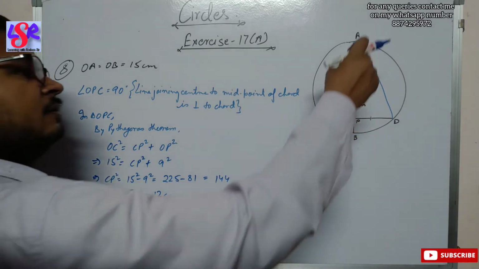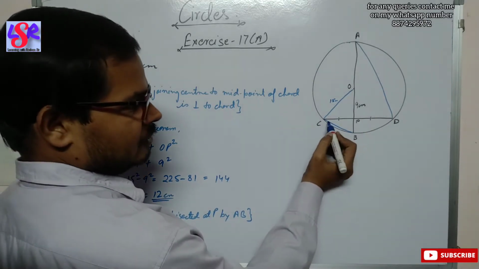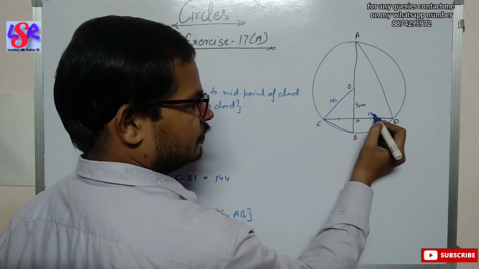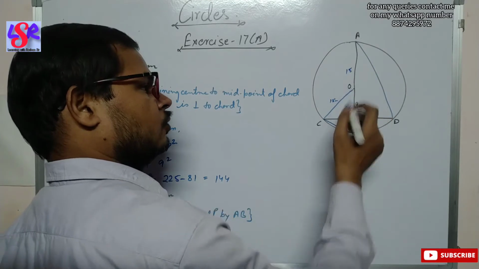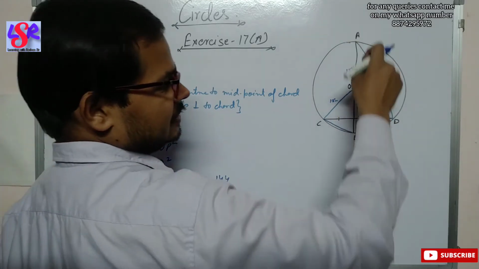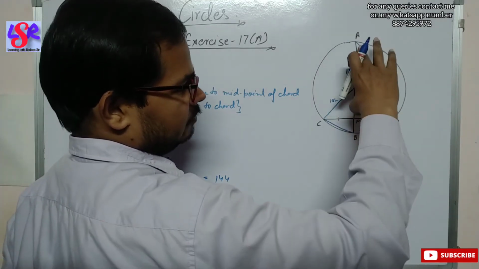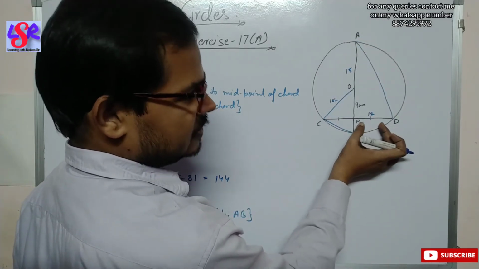Now we have to find the length of AD. To get this AD, first of all CP we have got 12, so PD will also be 12. Now we have been given that OA is 15 and OP is 9. This means the length AP will be the sum of these two, that is 15 plus 9, and it will be 24. AP is 24 and PD is 12.